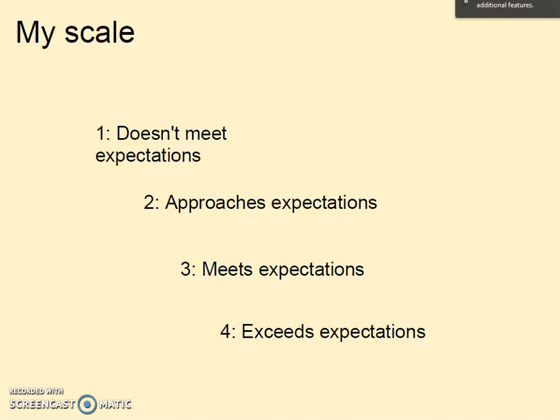Now, his scale is basically 1, 2, 3, 4. 1, it doesn't meet your expectations. 2, it's approaching your expectations of what it is that you want students to do. 3, it meets your expectations. So 3 would be that this shows your students' understanding, they know what the situation is, they know what the requirements are. You know your students understand what is going on with this particular standard. So you feel comfortable that they understand your standard.